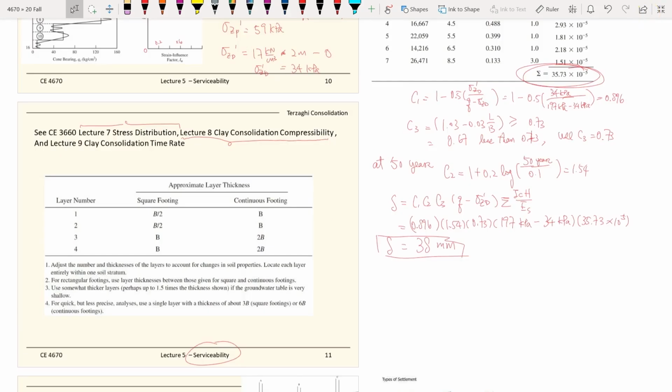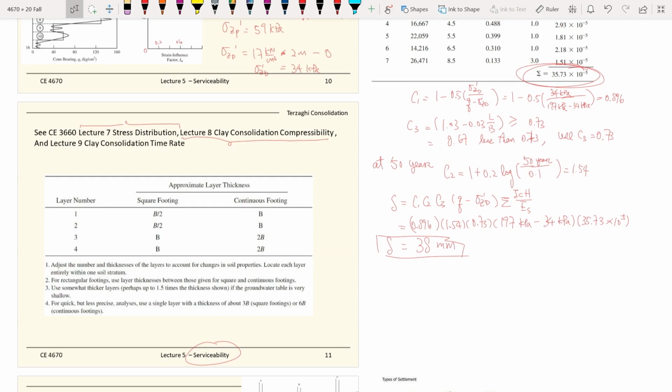Okay, next, let's talk about the consolidations. We remember settlements come in 3 parts, right? They come from the immediate settlements, the primary consolidation settlements, and also the secondary consolidation settlements. Later in this lecture, we'll talk about the secondary consolidations, and we have already taken care of primary consolidations from the previous slides. But those are modulus-based analyses.